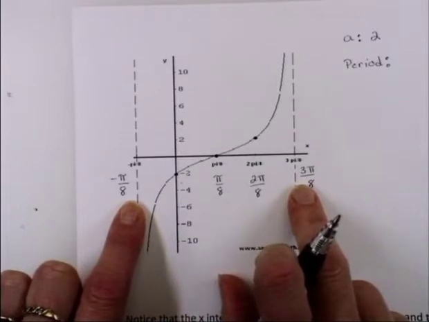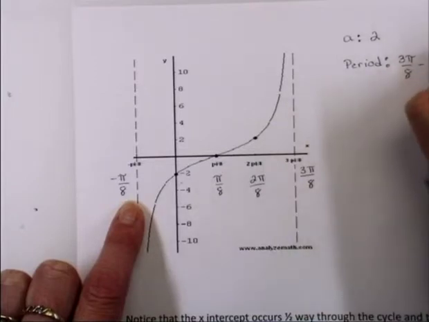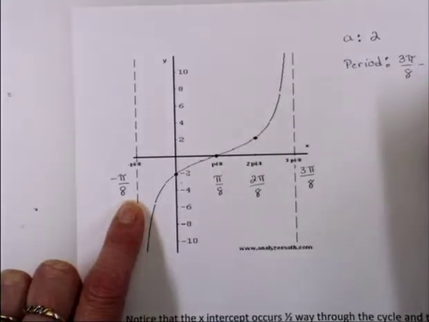The period, of course, I just need to subtract. Okay, 3 pi over 8 minus negative pi over 8, 4 pi over 8, or pi over 2.